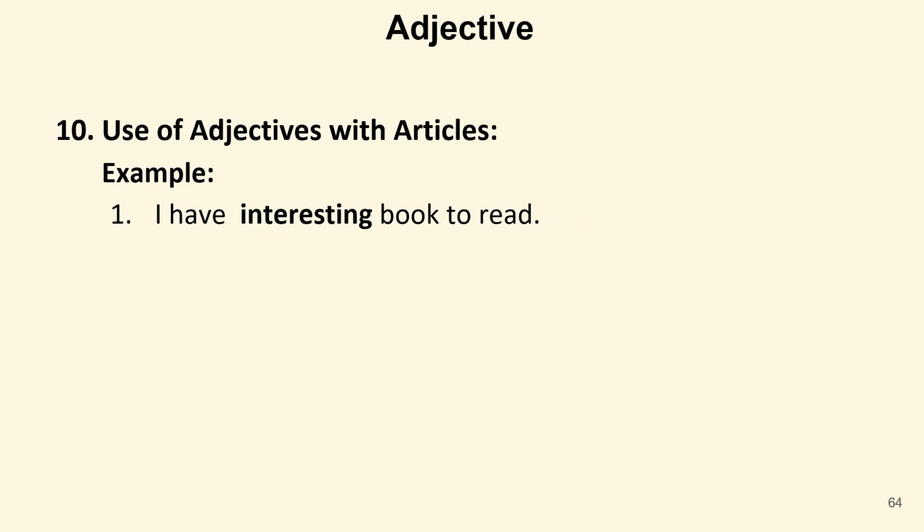Use of adjectives with articles. I have interesting book to read. So I have an interesting book to read. Book is a noun preceded by an adjective, so an should be placed before it. It should be an interesting book. So these are some types of questions that come in the part of adjectives.